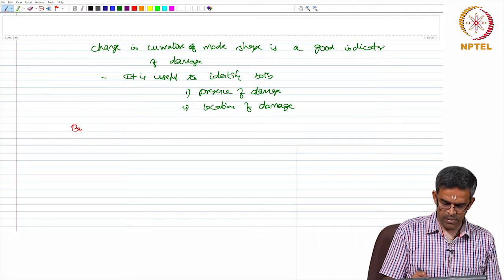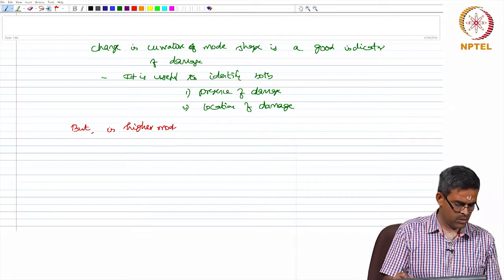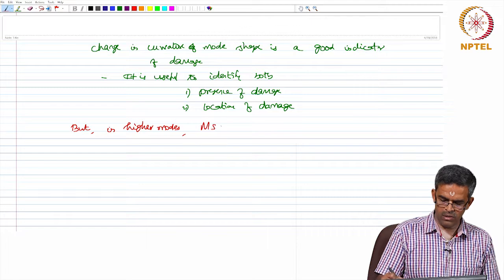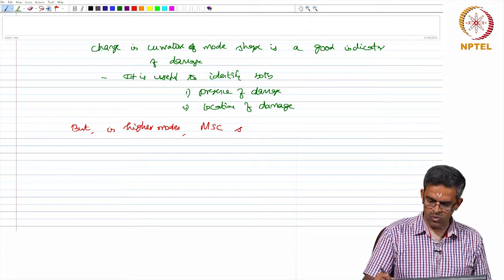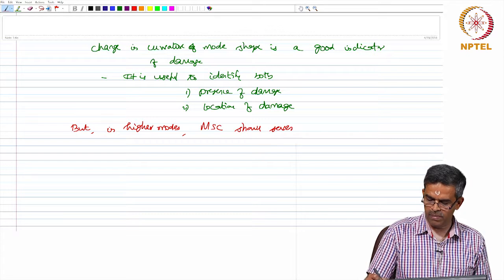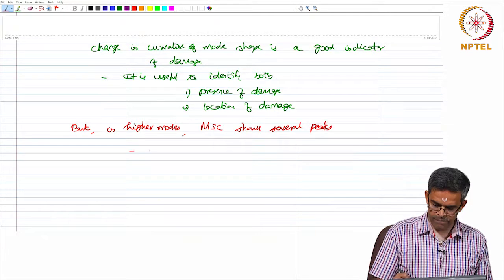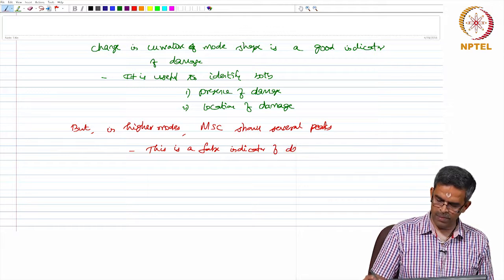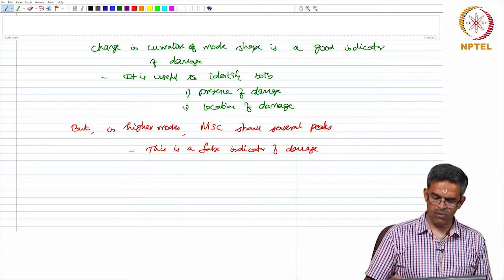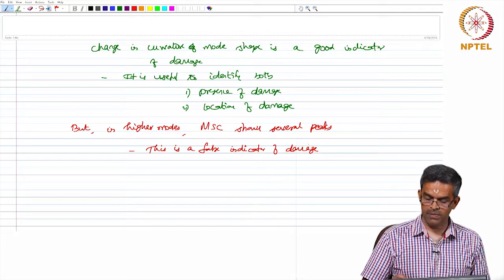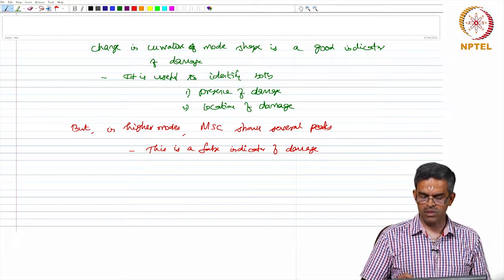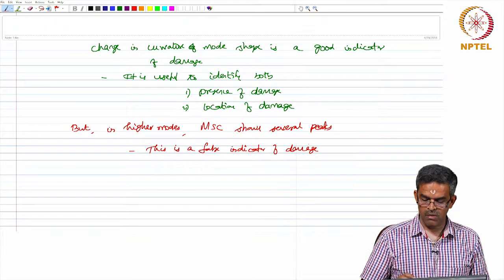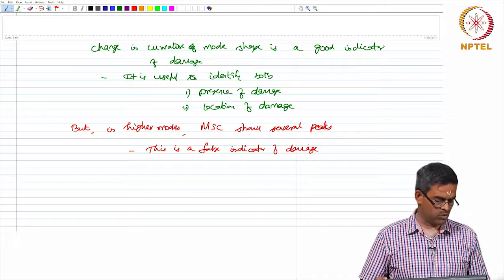Unfortunately, in higher modes, modal shape curvature shows several peaks. This is a false indicator of damage. So, one has to be careful when you use higher mode shapes for damage detection, when you use the second derivatives of the mode shapes by looking at the change in curvature of these mode shapes.